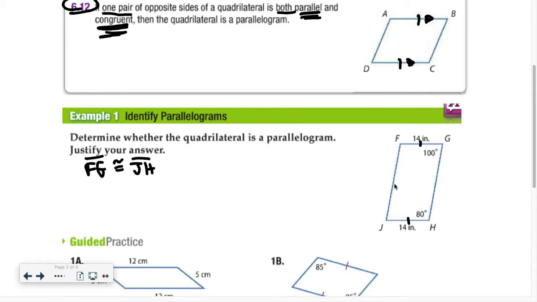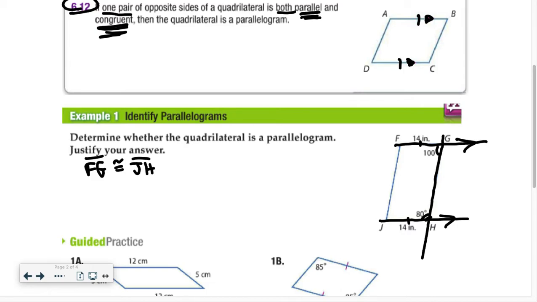6.11 is about diagonals. We don't have diagonals drawn, so I guess what we're going to need to do is try to use 6.12. We know that one pair is congruent. Can we show that FG and JH are parallel? Okay. Let's think back to semester 1. Here we have a line that goes through two transversals. Guys, these angles that would be considered consecutive angles, okay, are supplementary. They add to 180. That means these lines are parallel. These sides are, in fact, parallel.